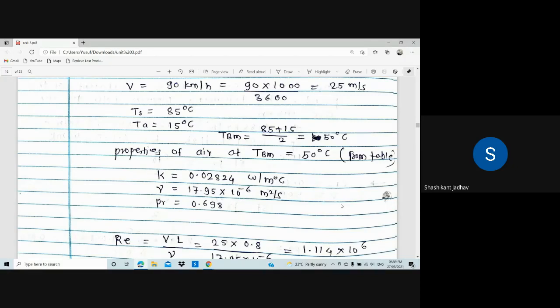0.02824 watt per meter degree Celsius. K is equal to 0.02824 watt per meter degree Celsius.